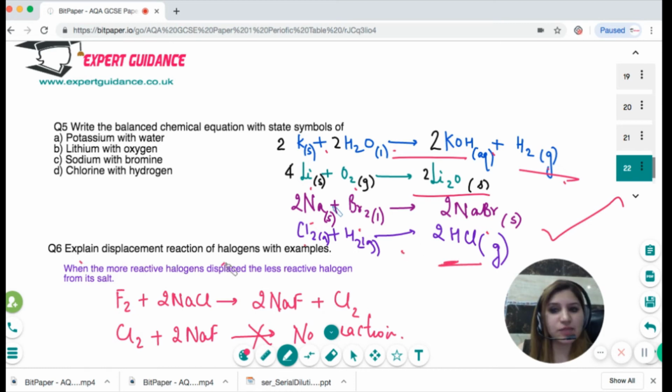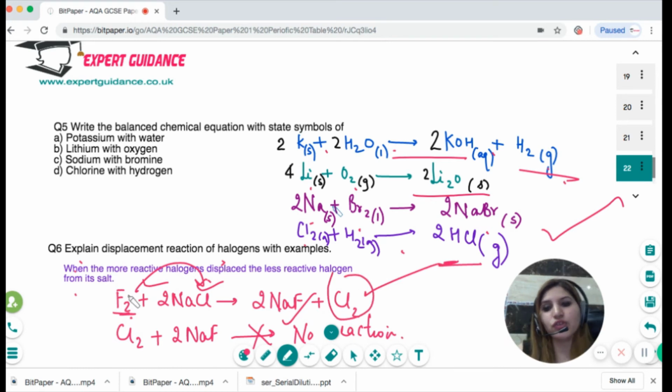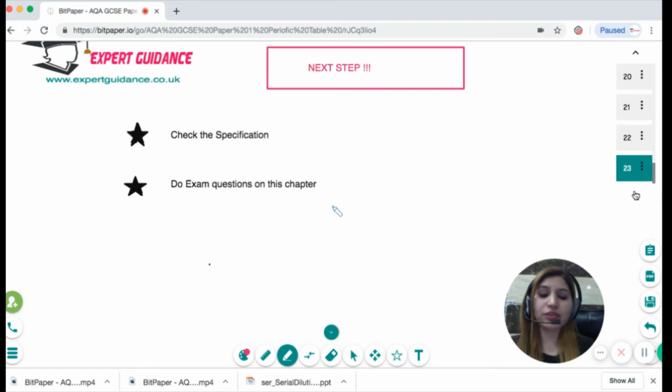Explain the displacement reaction: the more reactive halogen displaces the less reactive one from its salt. So fluorine, being more reactive, can displace the less reactive halogen in the compound, itself forming a compound and displacing the other one, that is chlorine. But if we do it the other way around, chlorine, being less reactive, cannot take the position of fluorine in NaF, so no reaction. Okay, so I hope this chapter is well clear to you.